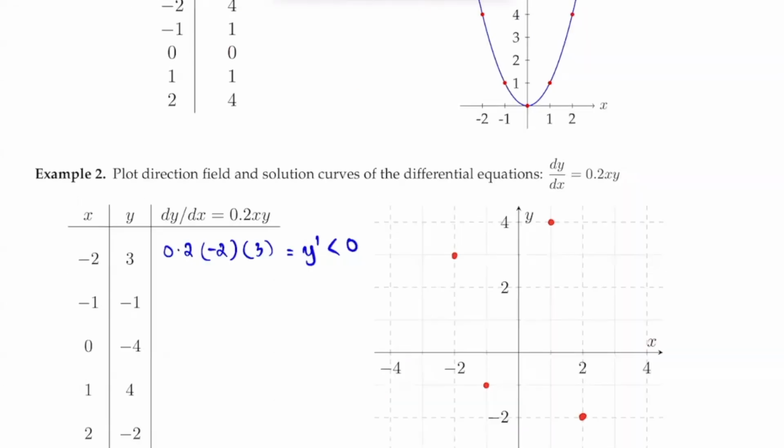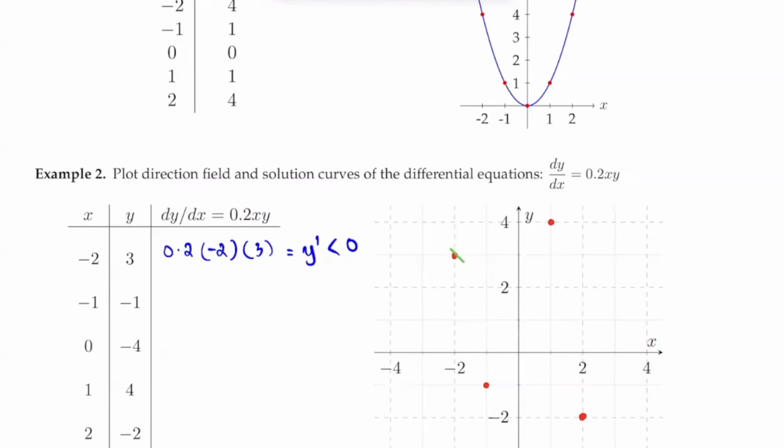So in this scenario, y prime is less than 0 at the point (-2, 3). I don't know the exact value of the solution, or how the solutions are going to be, but I know how it behaves at that particular point. The direction in which the solution curve behaves near this point is decreasing, so you indicate that.